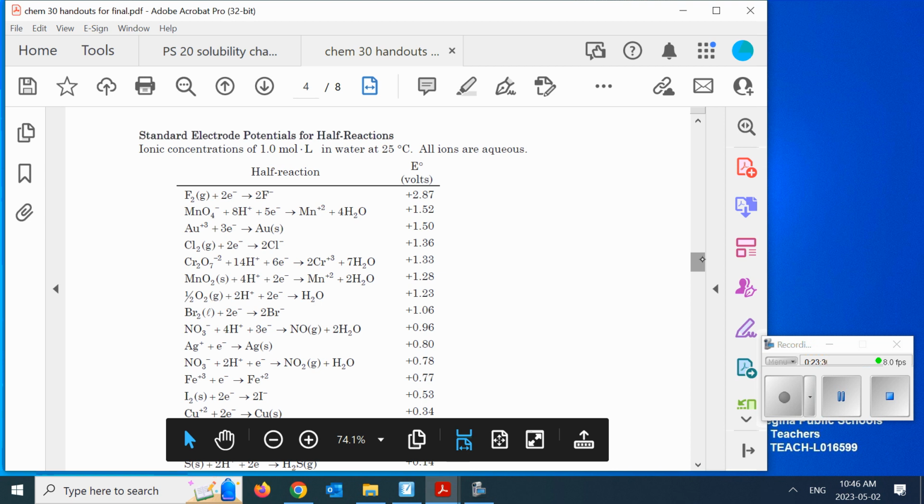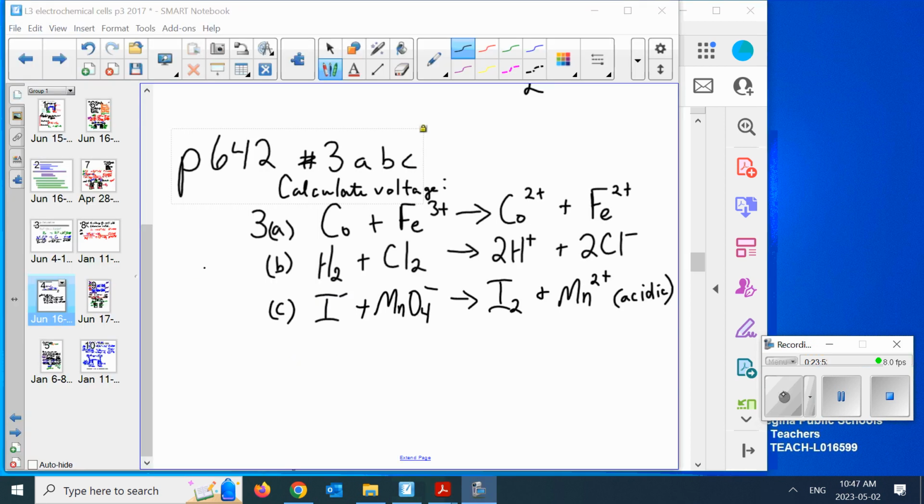And you've probably known this too. When batteries are cold, they don't work as well, right? So it's not 25 degrees Celsius. So you can alter these voltages by having different concentrations of solution and different temperature conditions. All ions are aqueous, it's assumed. So that's that.